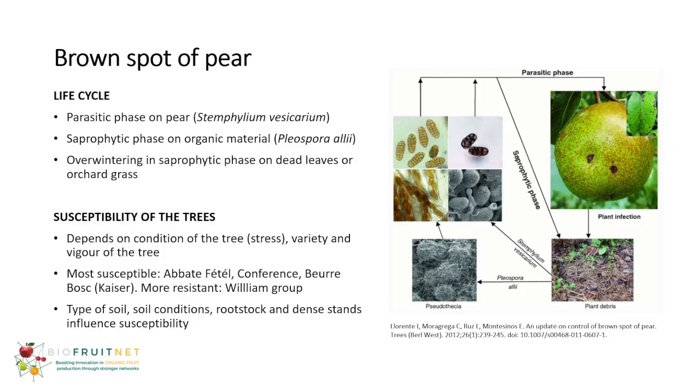Susceptibility of the trees depends on the condition of the tree. A stress situation makes the tree susceptible. It depends on variety and on the vigor of the tree. Most susceptible are Abate Fetel, Conference, Beurré Bosc or Kaiser, and more resistant is the Williams group. The susceptibility also depends on the type of soil conditions, rootstock, and dense stands influence susceptibility.